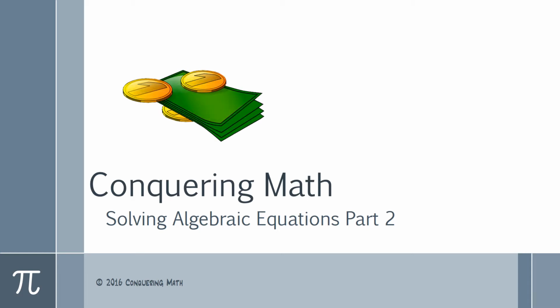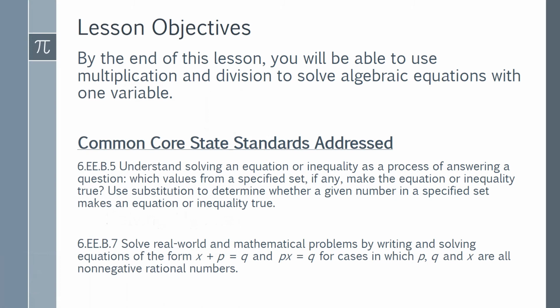Today we will learn how to use multiplication and division to solve algebraic equations. Let's dive on in. By the end of today's lesson, you will be able to use multiplication and division to solve algebraic equations with one variable. The Common Core State Standards today are 6.EE.B.5 and 6.EE.B.7.